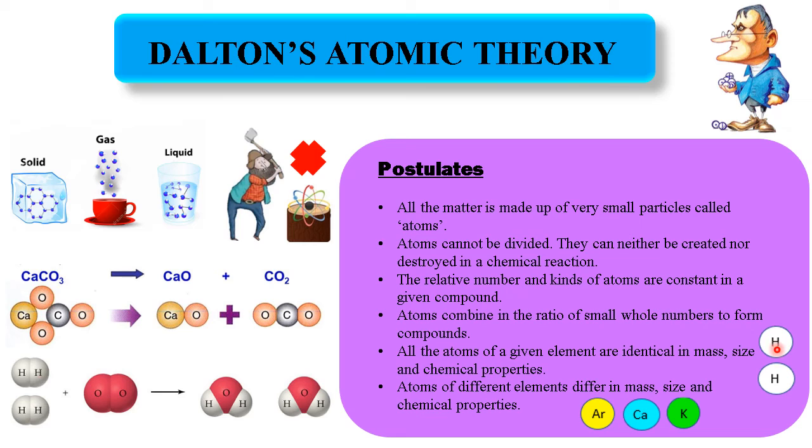His last postulate states that atoms of different elements differ in mass, size, and chemical properties. Means, if we take an atom of argon, an atom of calcium, and an atom of potassium, then all will have different mass, size, and chemical properties.